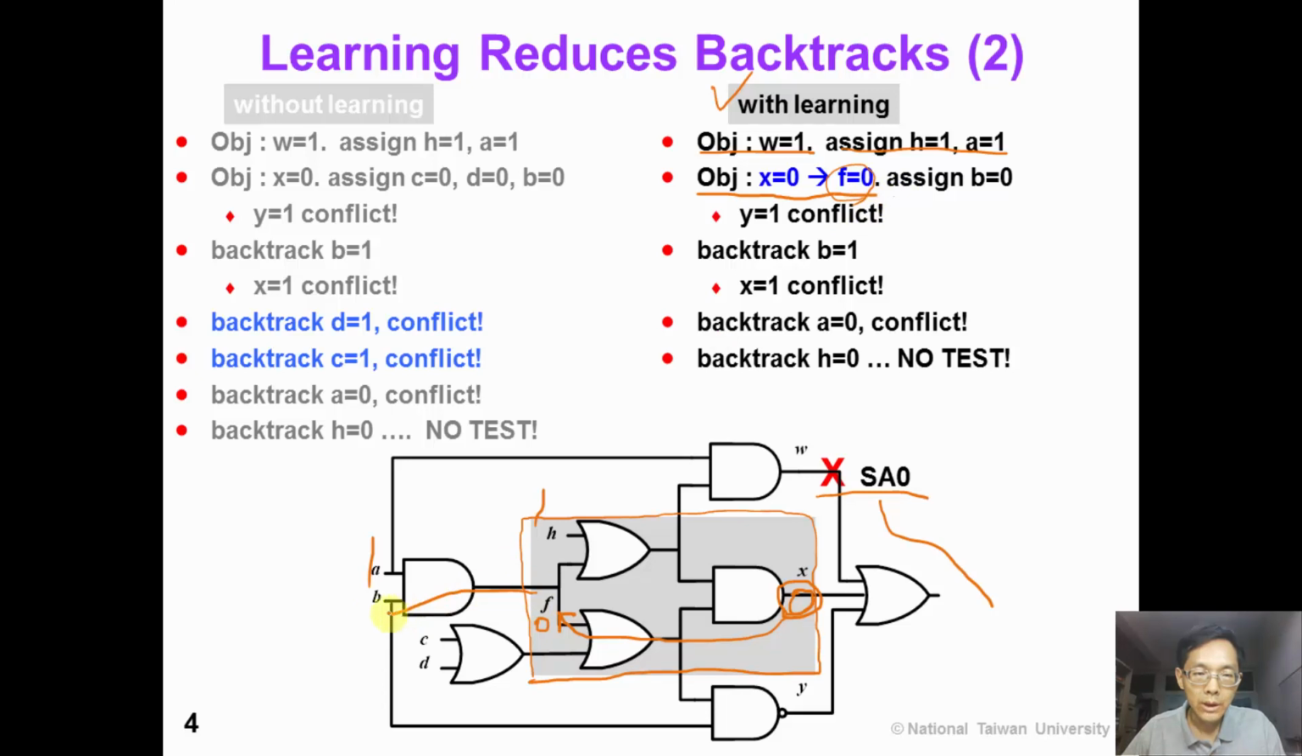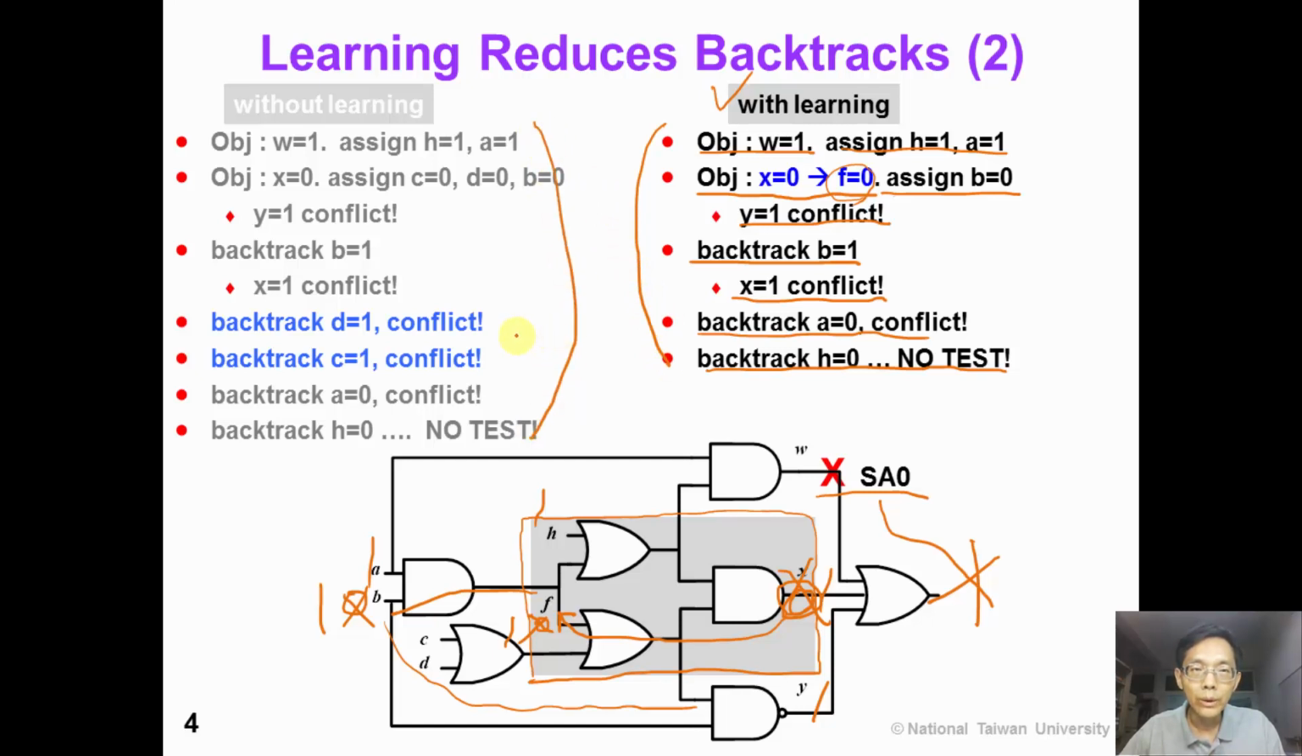In this circuit, we will backtrace to B, so we assign B to 0. But this would be a conflict because Y equal to 1 will block the propagation of the fault effect. So we backtrack to B equal to 1. Again, this would block the propagation. And eventually, we would find no test. If we compare the number of backtracks with learning and without learning, we can see that there are more backtracks if we don't have any learning information. This example shows that learning provides valuable information to make correct decisions and reduce the number of backtracks.